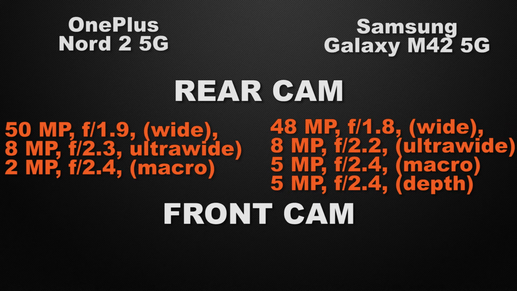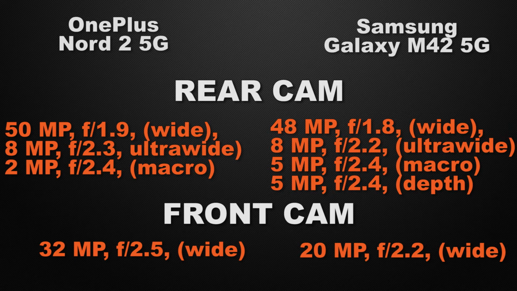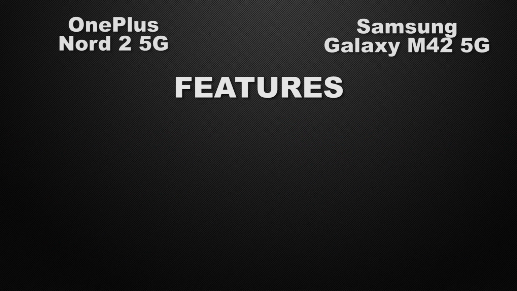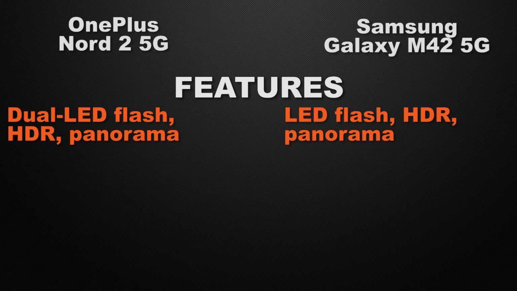And about the front camera of the devices, Nord 2 has a 32 megapixel wide camera, whereas M42 has a 20 megapixel wide camera. So the winner here is Nord 2 because it has a low aperture which can take less noisy photos in low light conditions. Let's talk about the camera features of the devices. Nord 2 comes with dual LED flash, HDR and panorama, whereas M42 has LED flash, HDR and panorama. So the winner here is Nord 2 because it has dual LED flash.